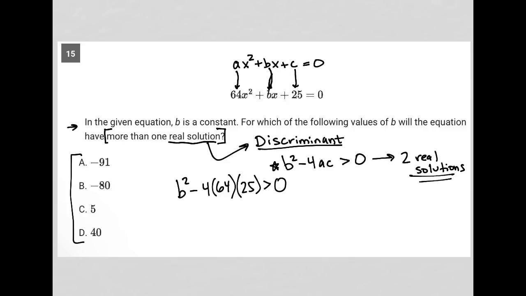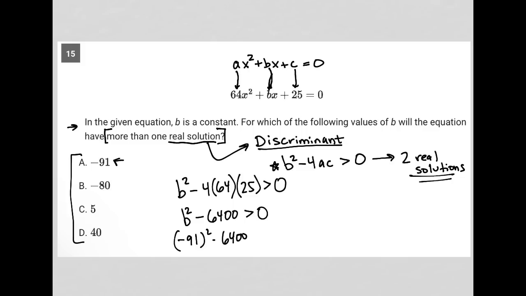4 times 64 times 25 is 6,400. So I'm left with b squared minus 6,400 is greater than 0. Well, let's see what happens. If choice A is the right answer, that means I should be able to plug in negative 91. And this should be a true statement. So let's see what happens.